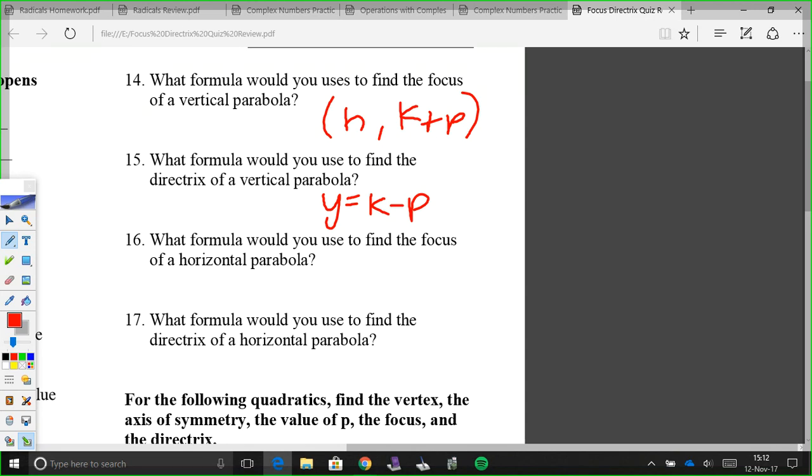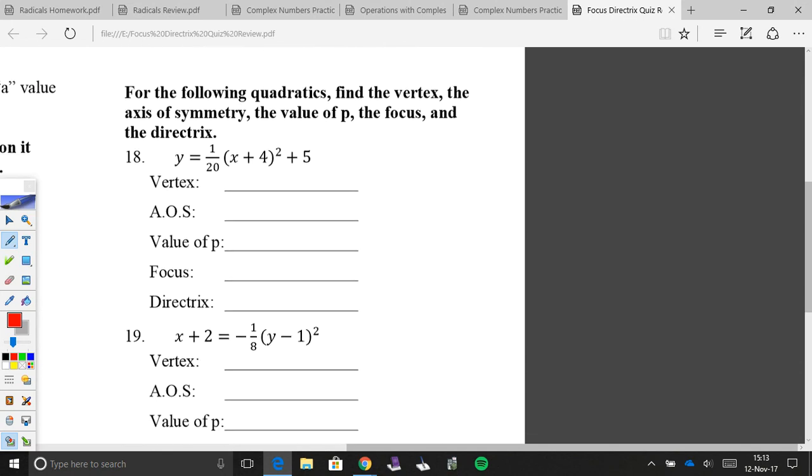The focus for a horizontal parabola would be (h plus p, k) as an ordered pair. And then the directrix would be x equals h minus p. All right, so those are the formulas that we will need to use in our next step.